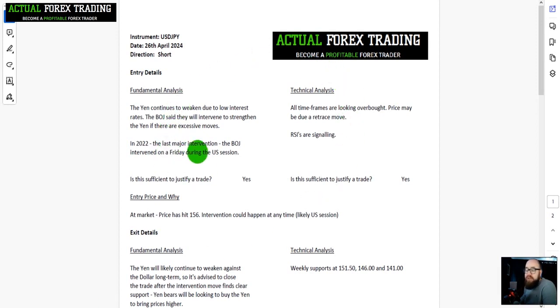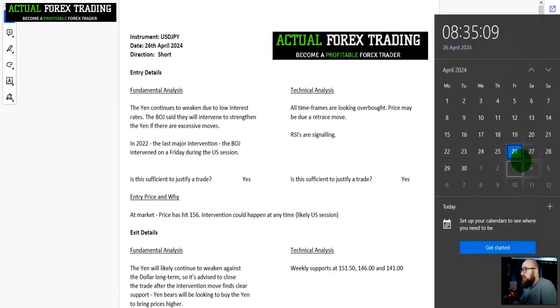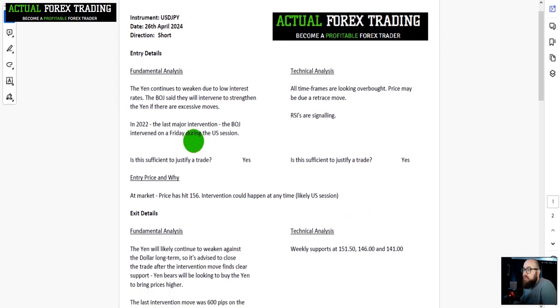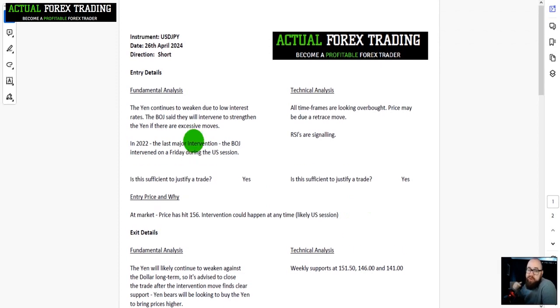The last time they intervened was a Friday afternoon here in the UK. So it was during the US session. It is a Friday today, and I want to get a short position open in preparation for that US session potential intervention. If they don't intervene today, I'll likely keep the position open in case it happens on Monday or early next week. That is the fundamental reasoning behind the trade.